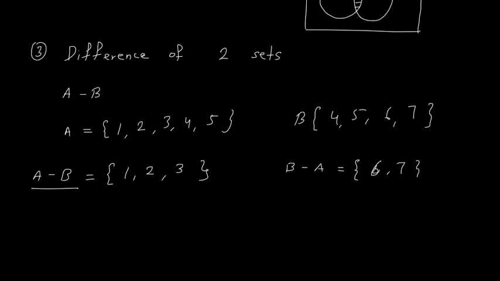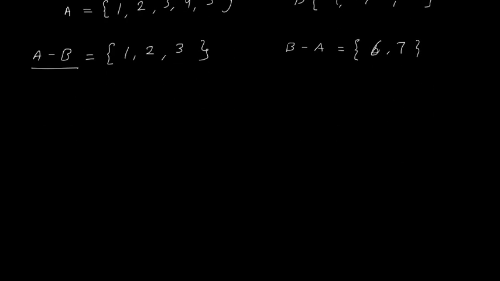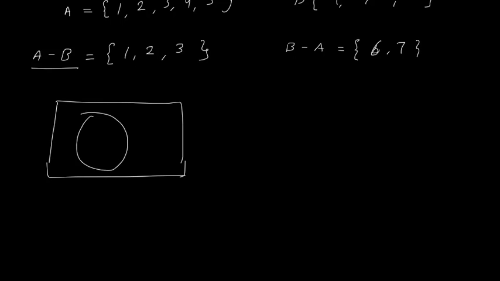If I want to show it on the Venn diagram, how will it be? This is our universal set. This is our set A. This is our set B. Now I want elements of A, but I do not want any element of B. So you can see this part which is common to both, we want to exclude. So we will shade only this much part. This part is your A minus B.